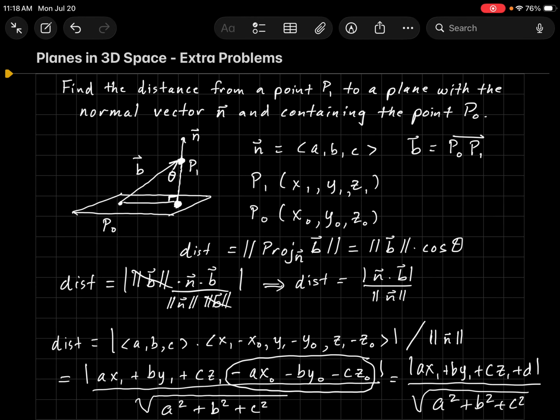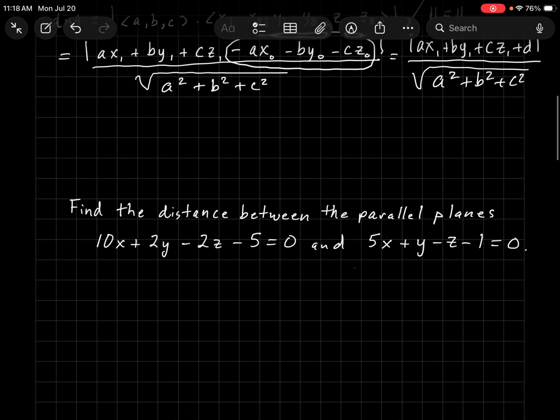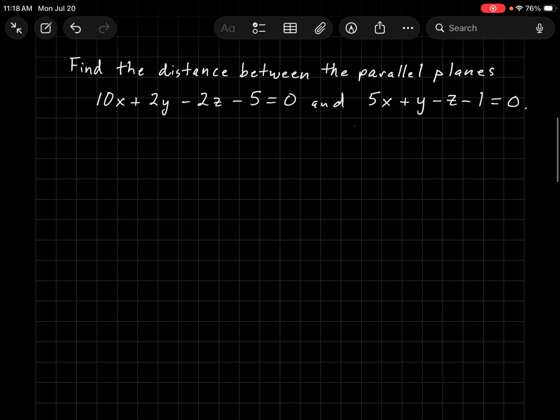So let's do a problem with that. Let's find the distance between parallel planes. 10x plus 2y minus 2z minus 5 equals 0, and 5x plus y minus z minus 1 equals 0. So what we need is a point in one of the planes, and we need the normal vector to either of the planes. It's going to be the same normal vector since the planes are parallel, or at least a multiple of the same normal vector.